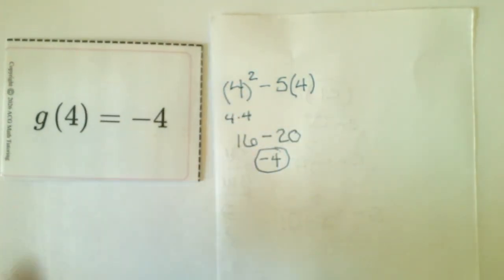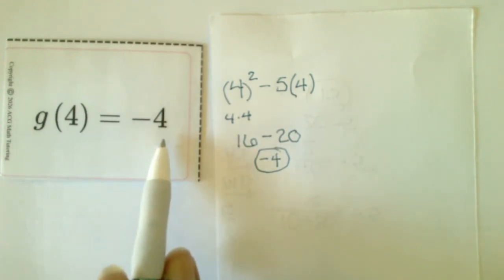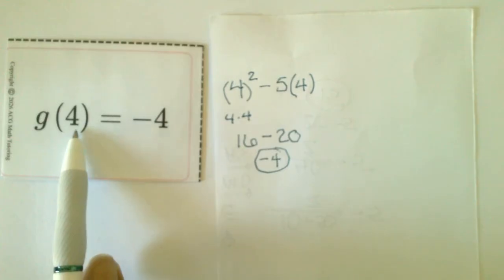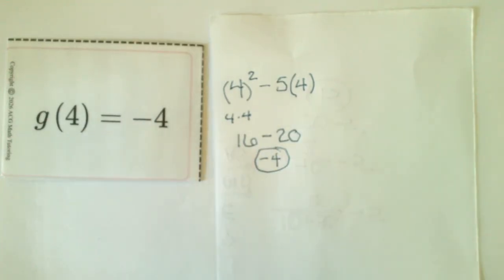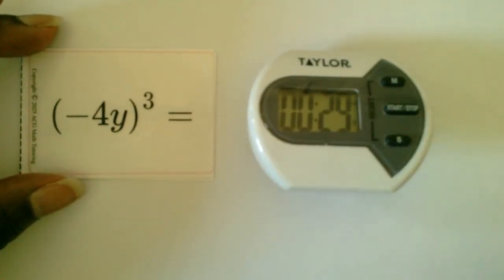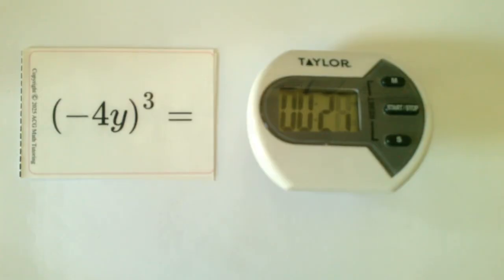Okay, so what you just found, the g of 4 is equal to negative 4, that means you're looking at a point. Okay, 4 is your x, negative 4 is your y. Alright, so let's take a look. Can you solve this in 30 seconds? Or simplify this in 30 seconds? Okay.